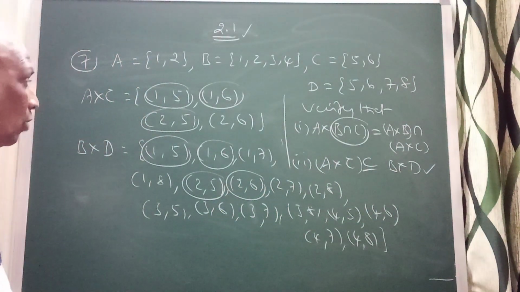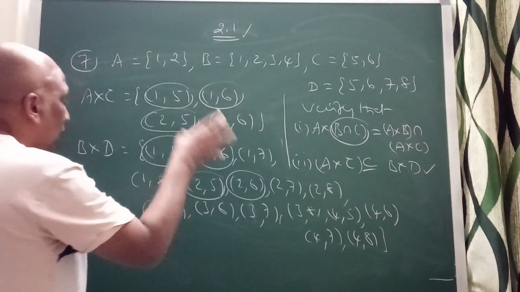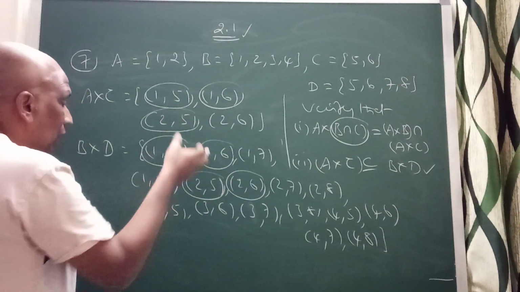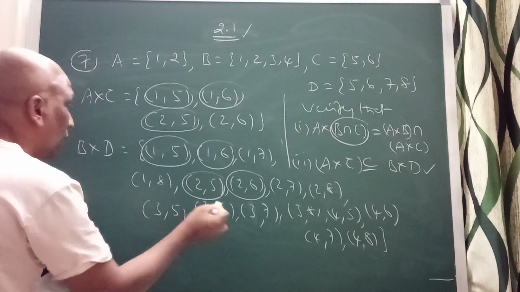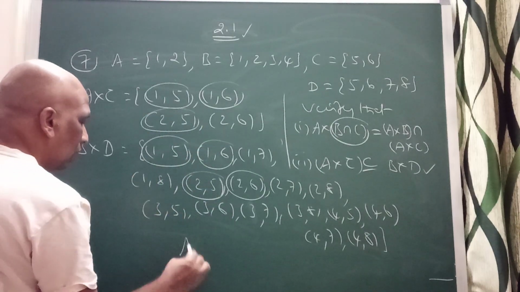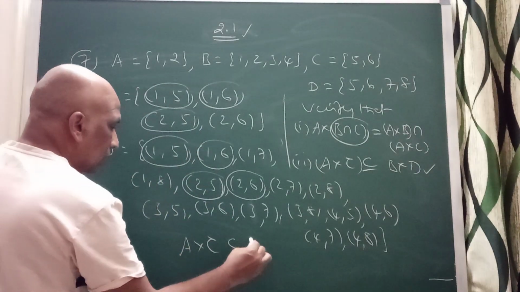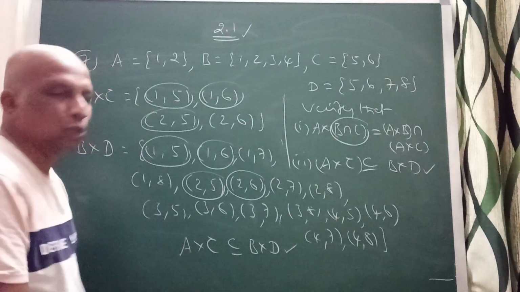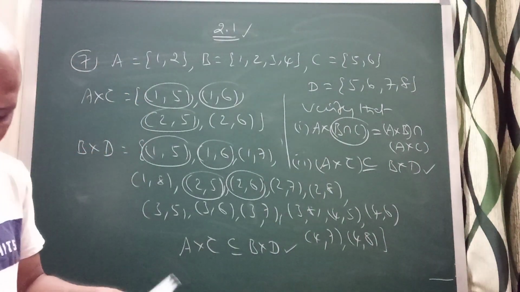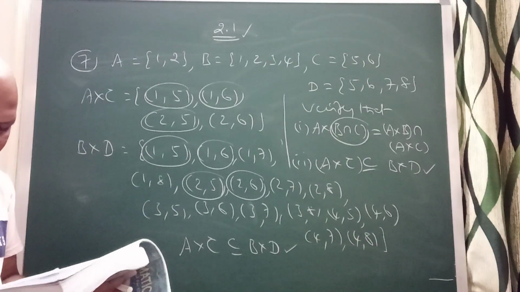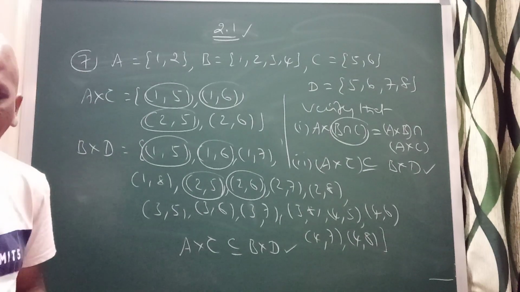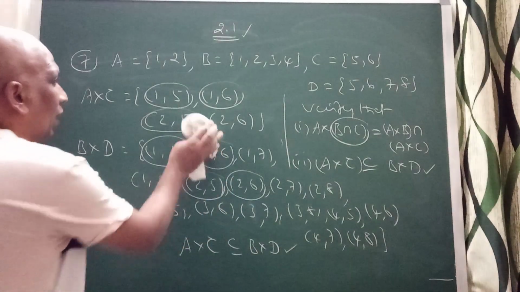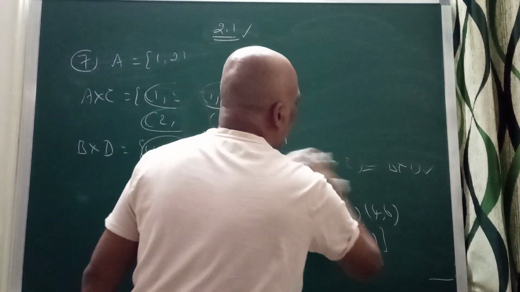Now you can verify. Since we have observed that all the elements of A cross C are elements of B cross D, B cross D has all the elements of A cross C. Therefore, A cross C is a subset of B cross D. Correct? The given result is true. So that is the problem we observed in the 7th one. Now in the 8th problem, another 5 more minutes we can complete this.